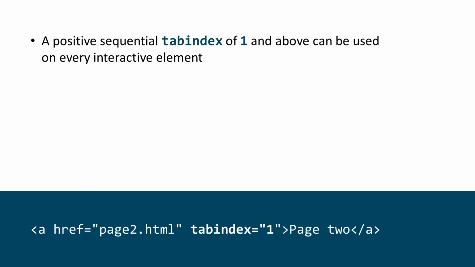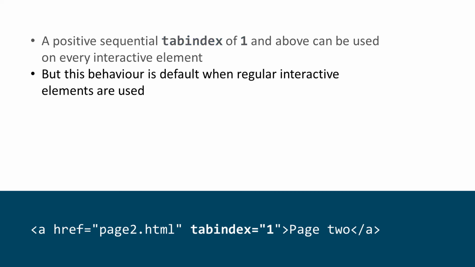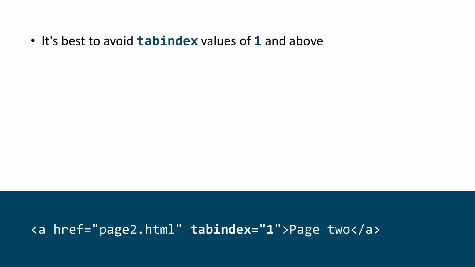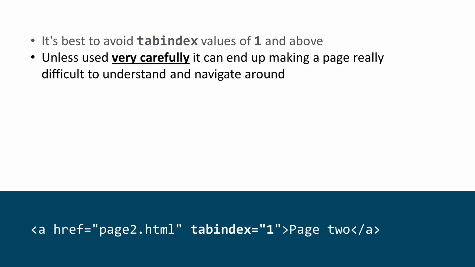A positive sequential tabindex can be used on every interactive element, and this will result in a logical focus sequence if it also matches the visual order. But this behavior is already available when regular interactive elements are used which already have an implied tabindex 0 value. Avoid tabindex values of 1 and above unless used very carefully. It can end up making a page really difficult to understand and navigate around.